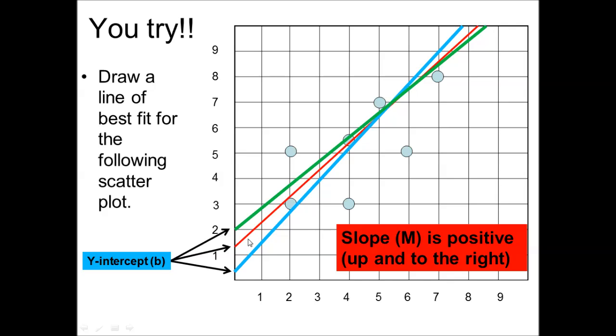If you drew the red line, you'd have a y-intercept of about 1.3, and then for your blue line, you'd have a y-intercept of about 0.5. So they're all going to have a different y-intercept because you're creating a different line of best fit.